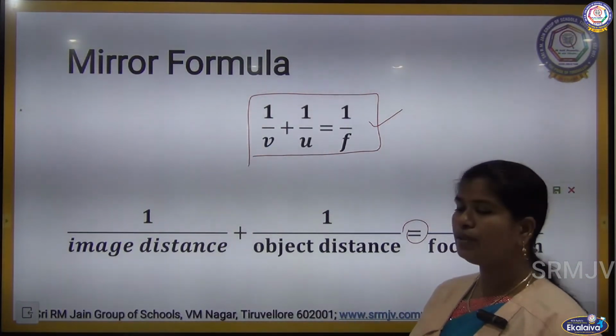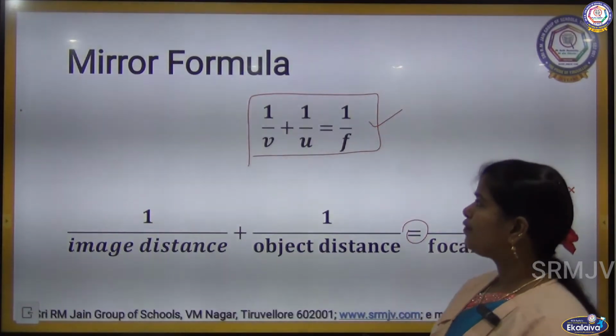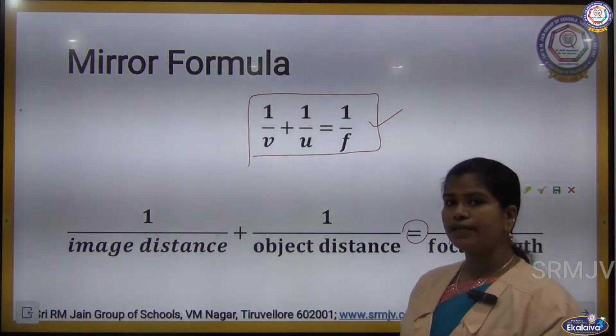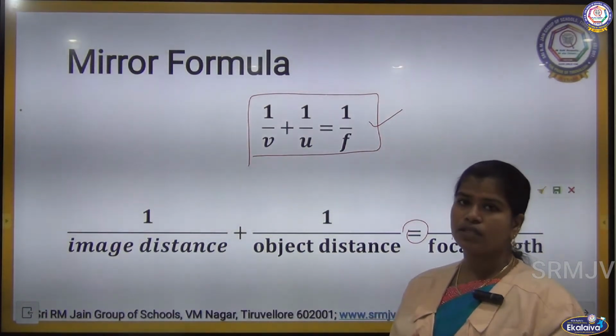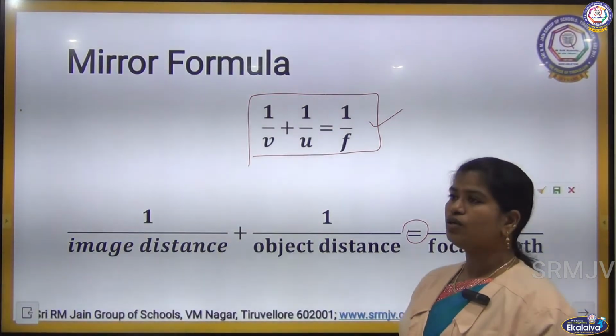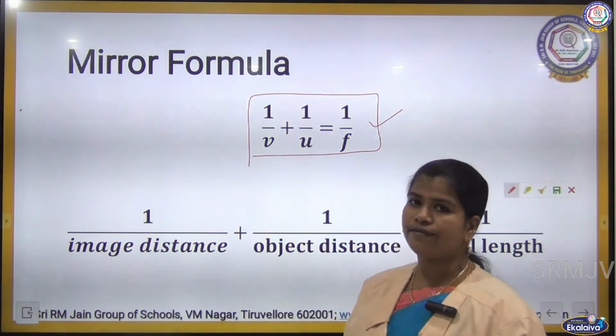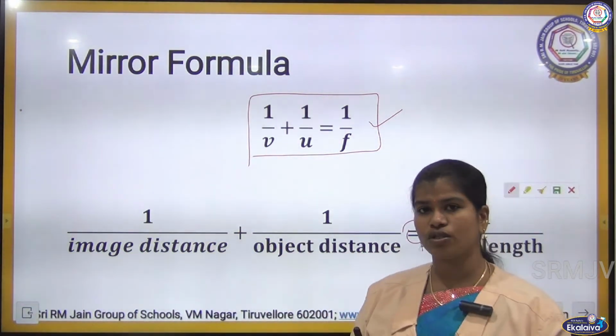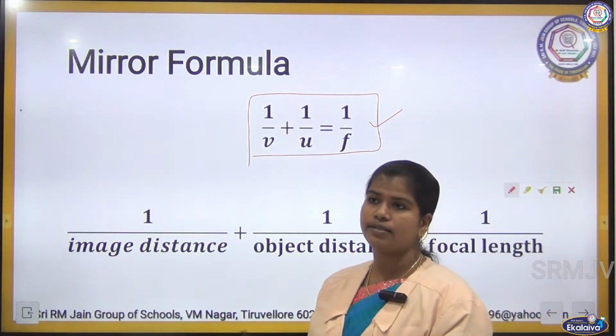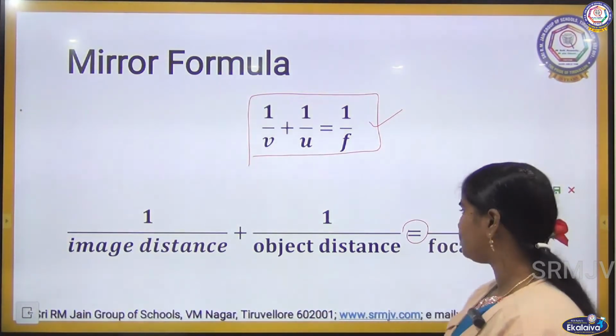This is the mirror formula, and when we are using it we are supposed to consider the sign convention. Using that sign convention we have to give the sign to the particular image distance or else the object distance.